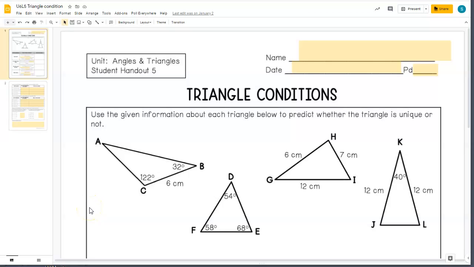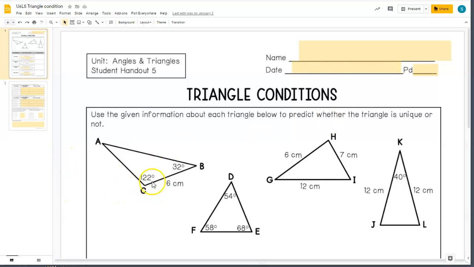Today we are talking about the triangle condition, and we're going to try to figure out whether something can form a triangle, and if so, if that triangle is unique. Use the given information about a triangle to predict whether the triangle is unique or not.